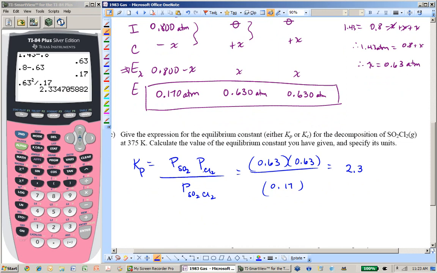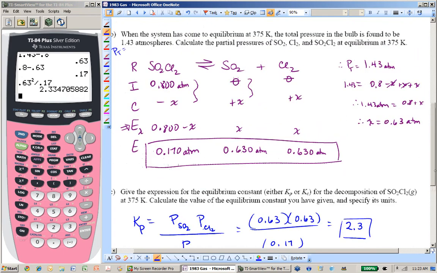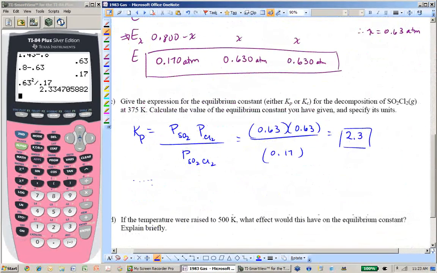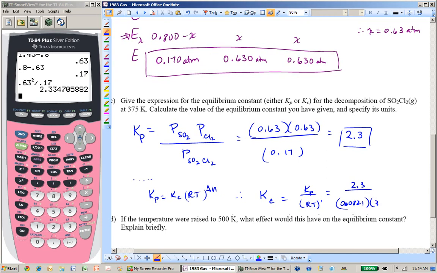Now, if you had done Kc, I'm not sure what you come out with, honestly. I don't think I did that. So I can figure it out real quick. Let's see what it would come out, just for fun. Kp equals Kc RT to the delta N. So therefore Kc would then equal Kp divided by RT, and I know that my delta N was +1. I figured that out earlier. So that would be 2.3 divided by 0.0821 times T. What was T again? 375.